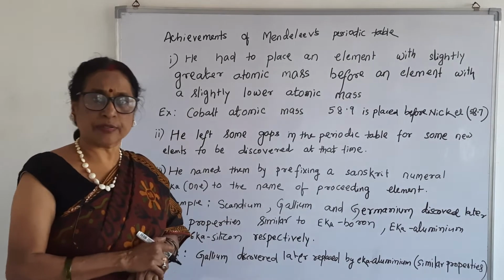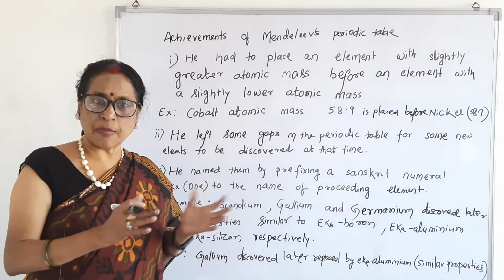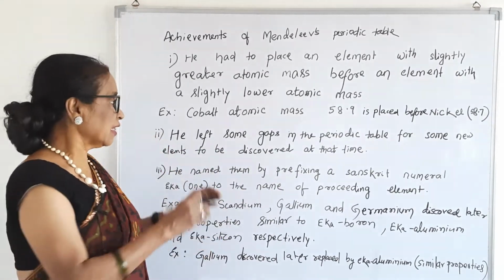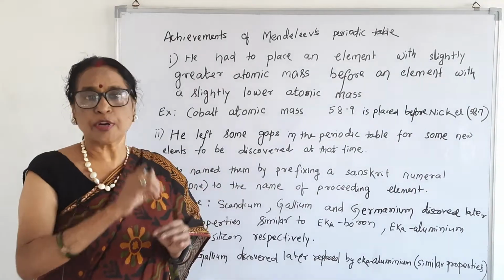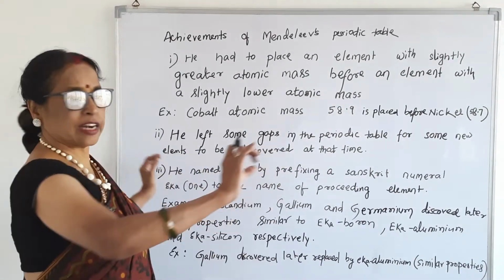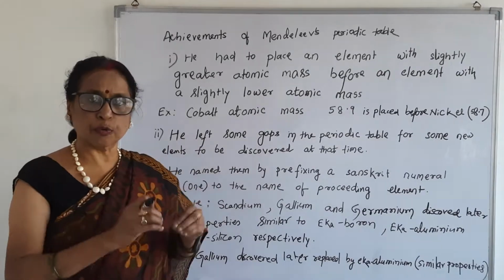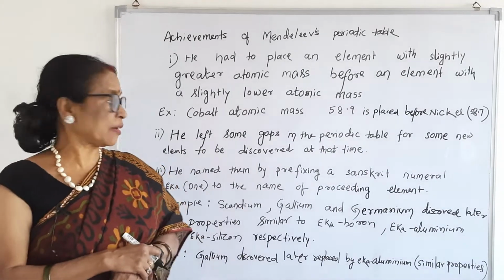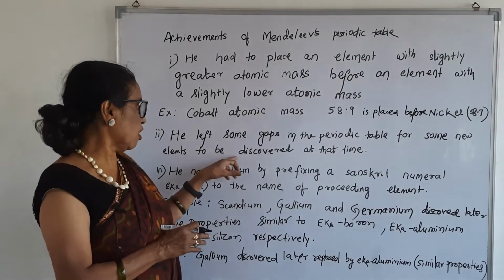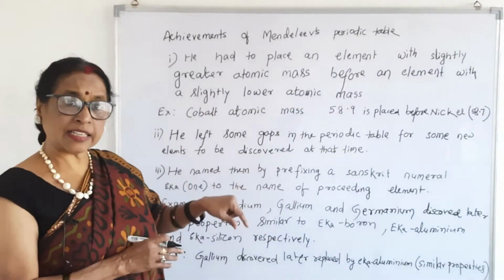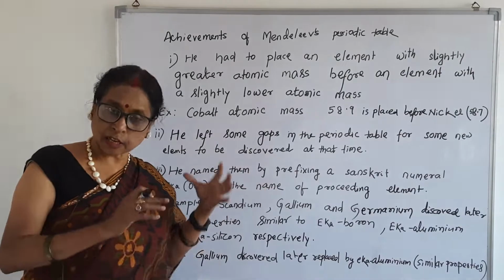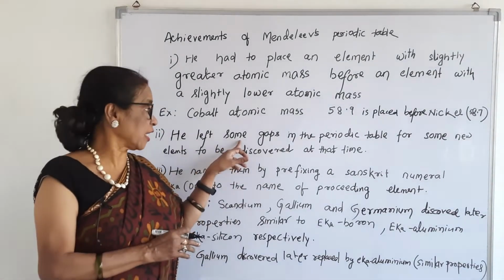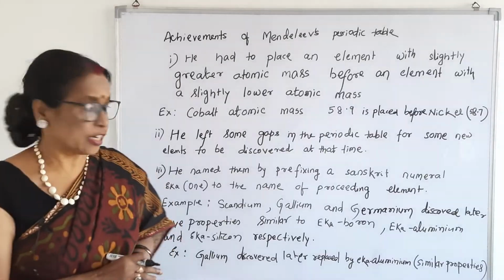He left some gaps. Though he had discovered elements, he thought that some more elements existed that we could put in the periodic table. So according to his arrangement, he left some gaps where newly discovered elements should be placed, but they were not discovered at that time. After that, some elements were discovered which matched the gaps present in the periodic table.